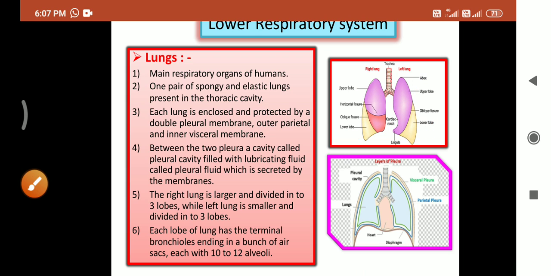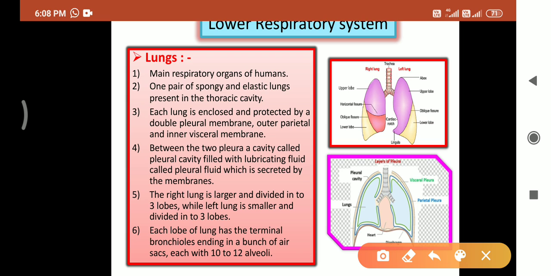Okay, the last point you have to describe over here: each lobe of the lung has terminal bronchioles. Each lung's terminal bronchioles end in a bunch of air sacs. This air sac is very important, because here the respiratory system performs its function. The air sac is enclosed by a network of capillaries, and through this passage oxygen diffuses into the blood. That's why this is important.